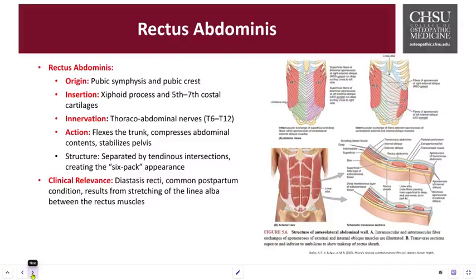Clinically, there's a relevant condition called diastasis recti. This is where the two rectus muscles separate along the linea alba. This can develop during pregnancy due to stretching of that midline tissue.